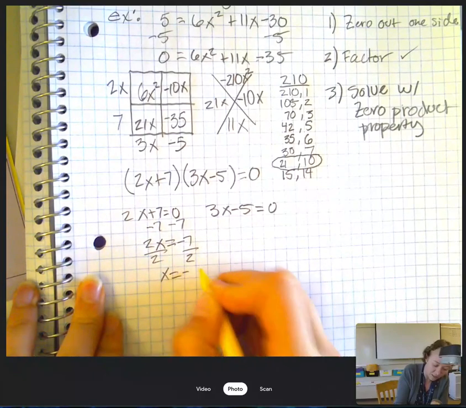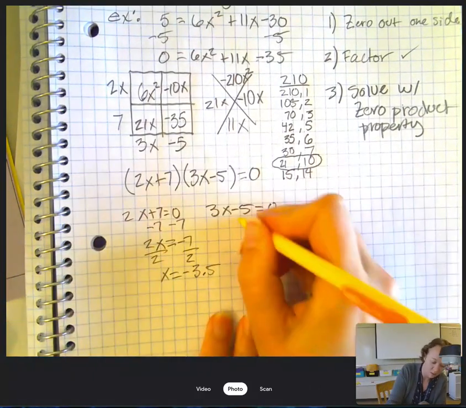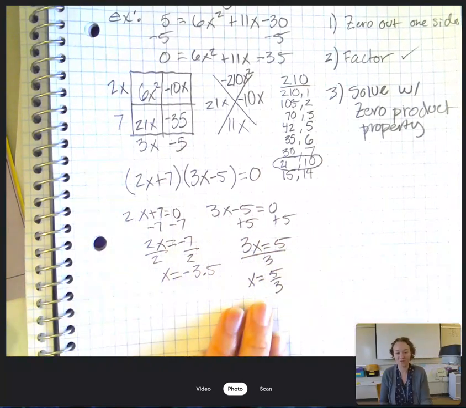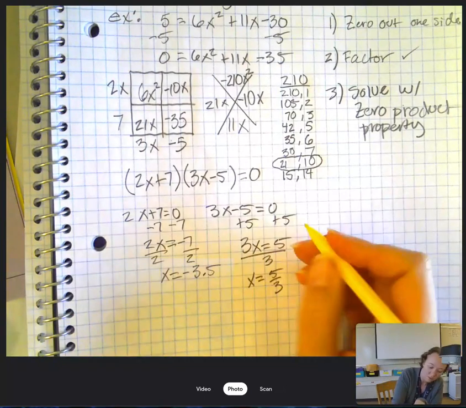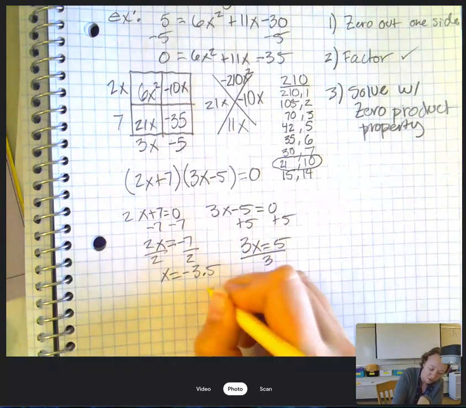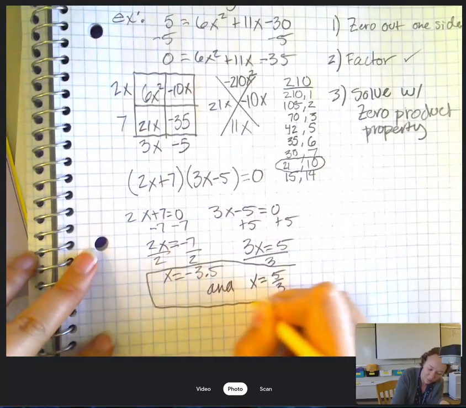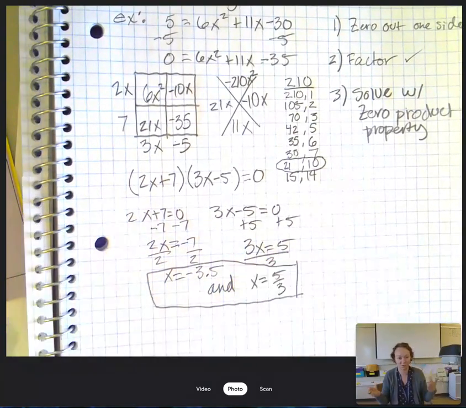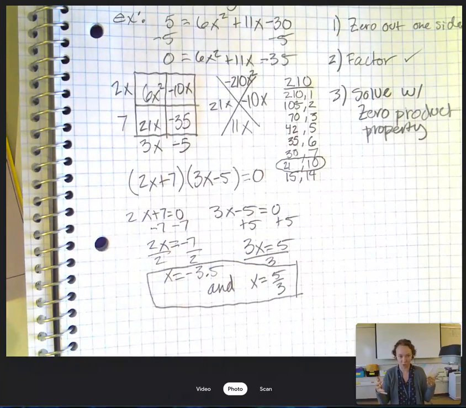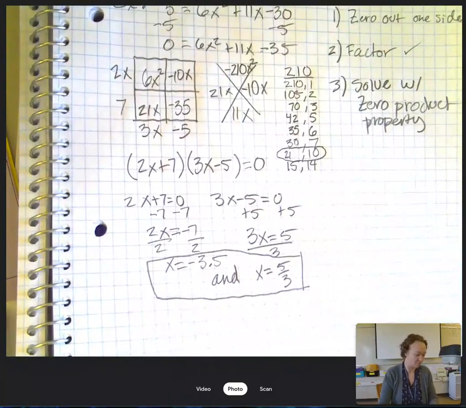So x equals negative 3.5 is one of them. And x equals 5/3 is the other. I'm going to leave that as a fraction rather than change it to a repeating decimal. So we've got two answers here. If this were a parabola, that would mean there were two roots, but it's not a parabola. It's just a quadratic equation. We are just finding x values that work in the original equation. Okay, solutions to the original equation.